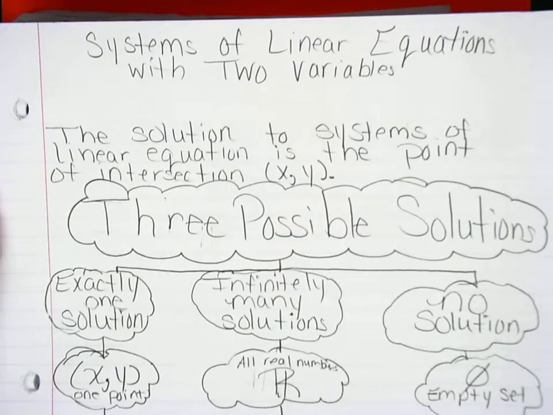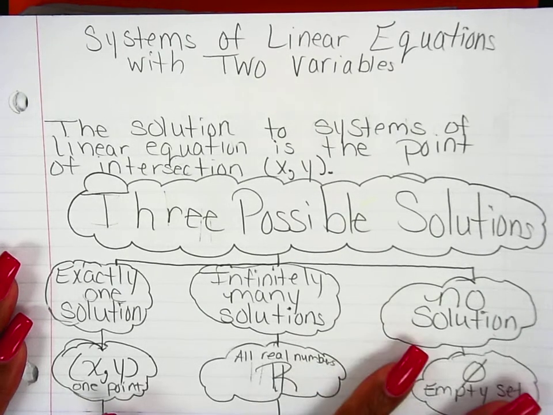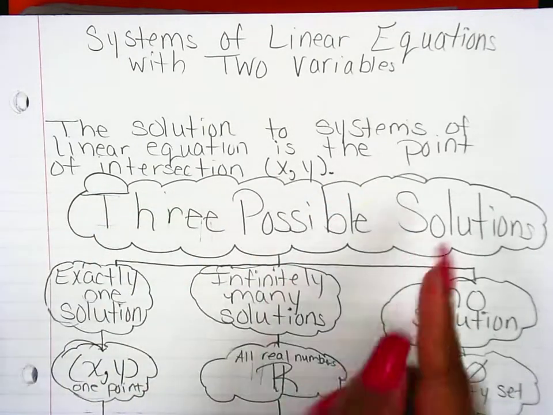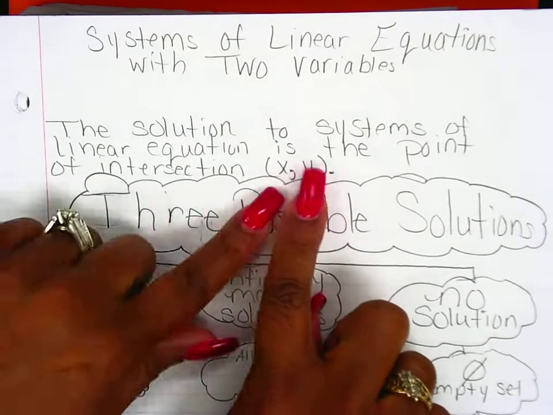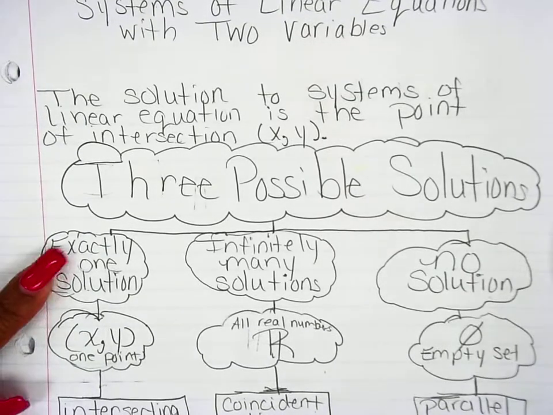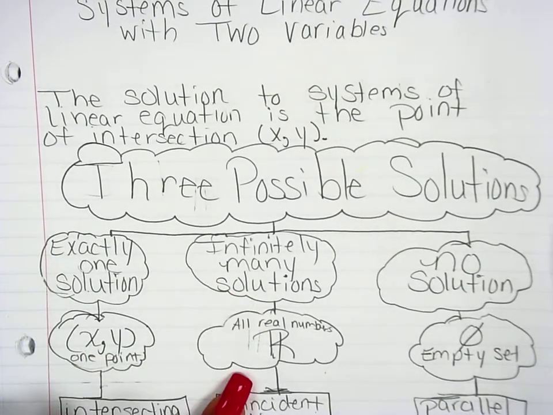When you're doing systems of linear equations with two variables and you're solving, there are three possible solutions. Guys, you probably want to pause this so that you can copy it down. The solution to the system of linear equations is the point of intersection, meaning the x and the y. So there are three possible solutions. You can get exactly one solution, meaning an ordered pair, the point of intersection. You can get infinitely many solutions, meaning all real numbers will satisfy both equations.